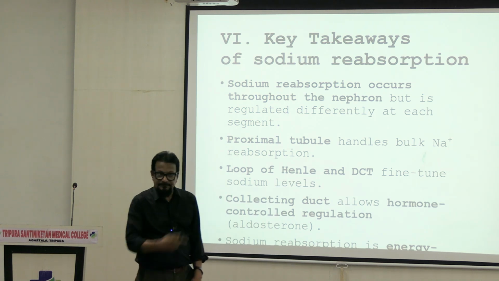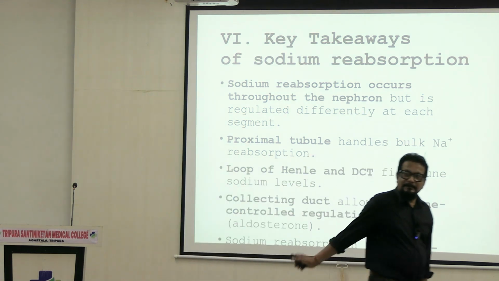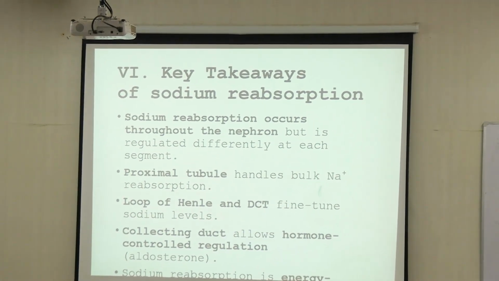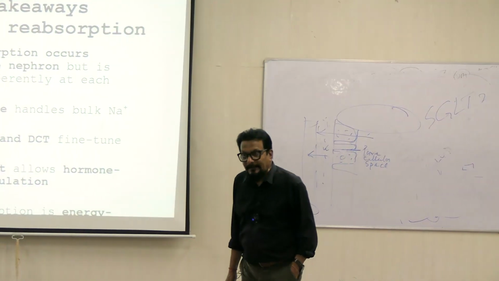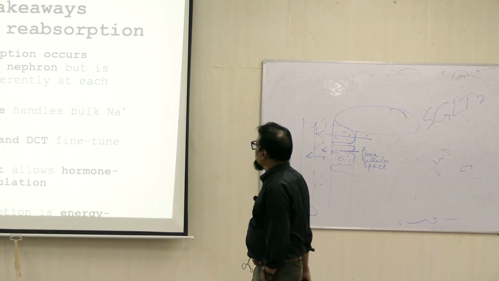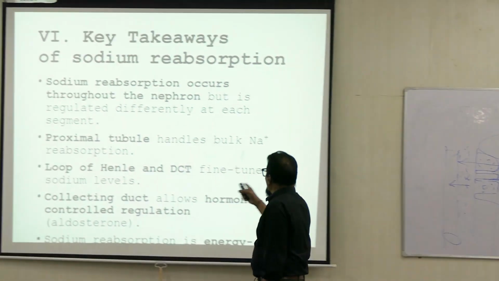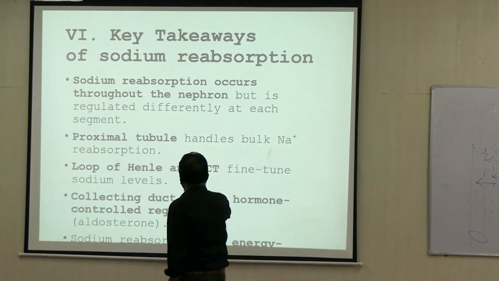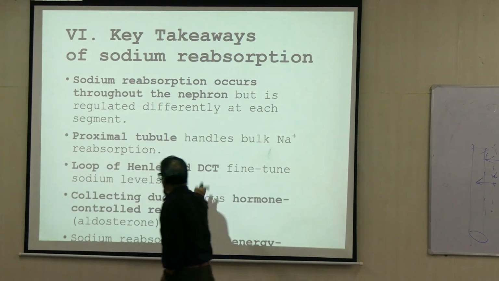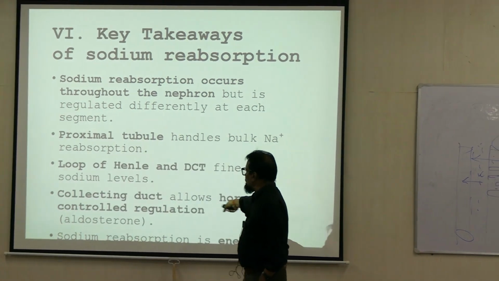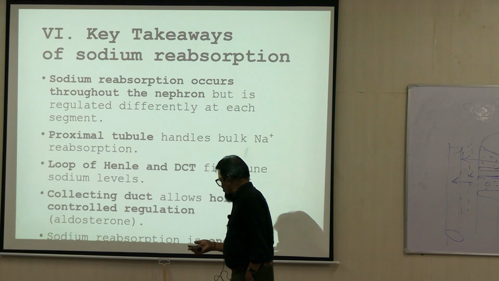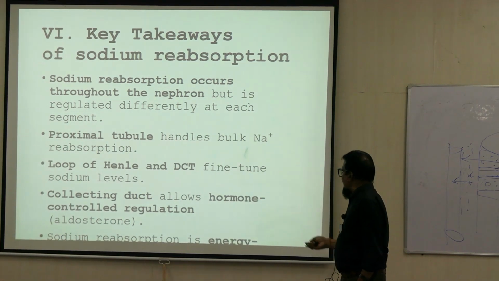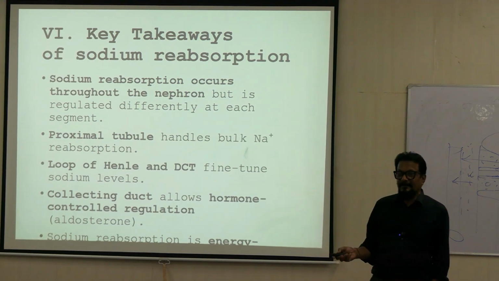Key takeaways. Go through them. These are the main points. Sodium reabsorption occurs throughout the nephron, mainly in the proximal convoluted tubule. The loop of Henle fine-tunes sodium reabsorption, and the collecting duct also allows hormone-controlled regulation, meaning through aldosterone it helps in sodium reabsorption. And sodium reabsorption is energy based.